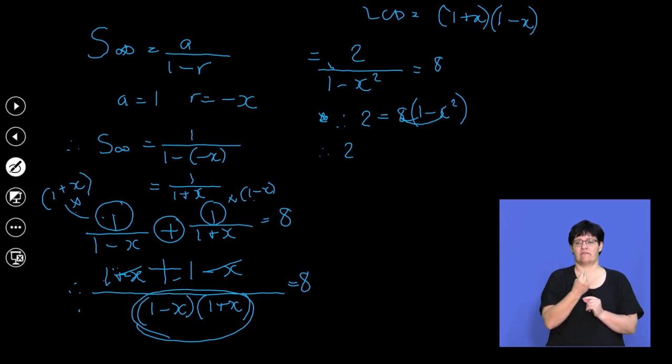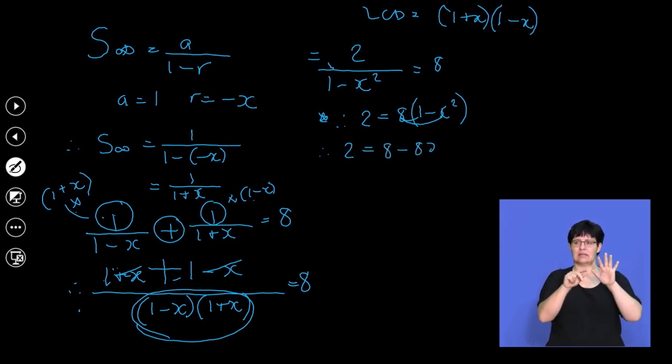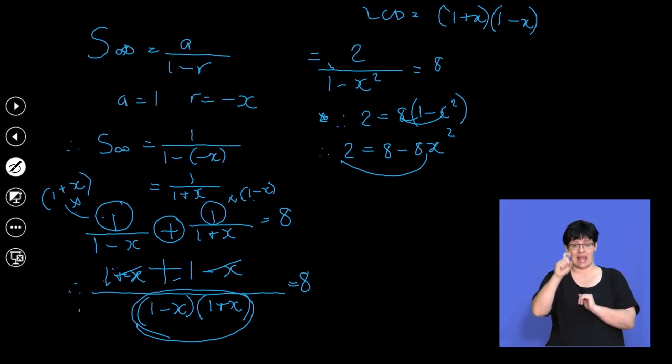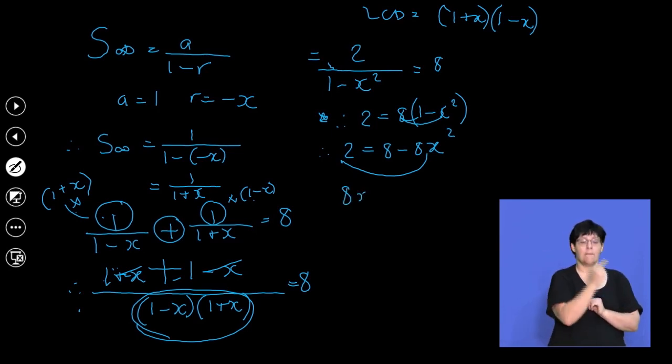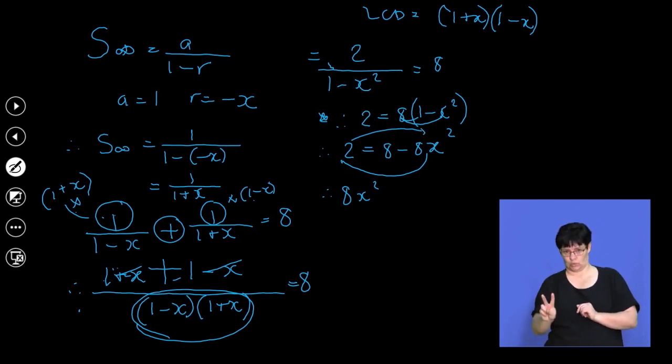Okay, so we're going to multiply out. We get 8 minus 8x squared on that right-hand side. We can bring the minus 8x squared over to this side, and then that's going to become positive. And we can take the 2 over to the other side, and it's going to become negative. So on the right-hand side, we have 8 minus 2, which is 6.